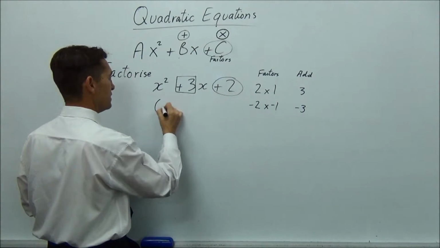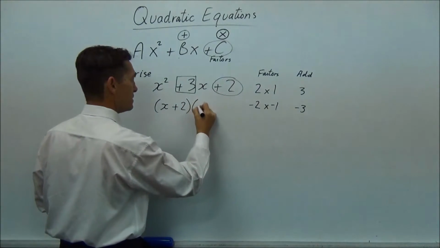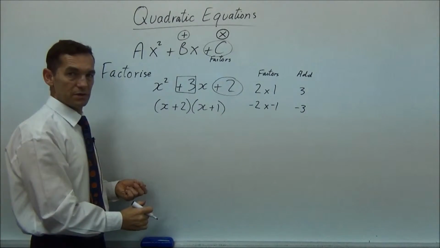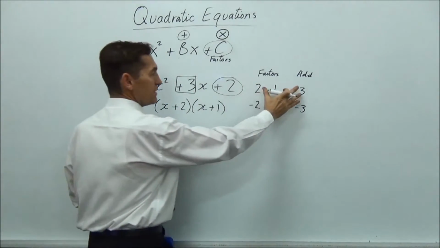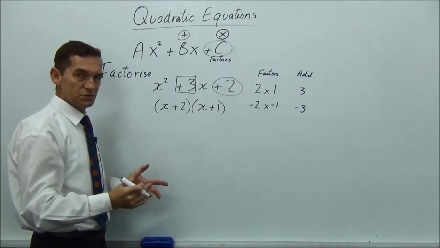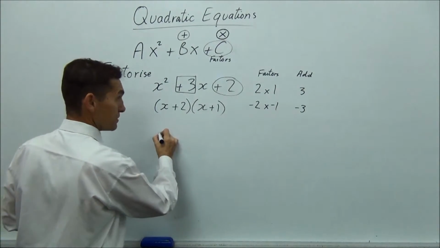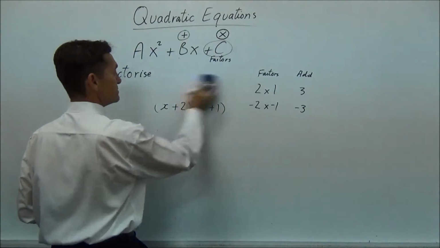So you would then say the answer is x plus 2 multiplied by x plus 1. And so when you say factorise that, that's your answer. And this would be the way you should be doing it. Let's do another one. We might rub that out, so we don't get too much stuff in the way.